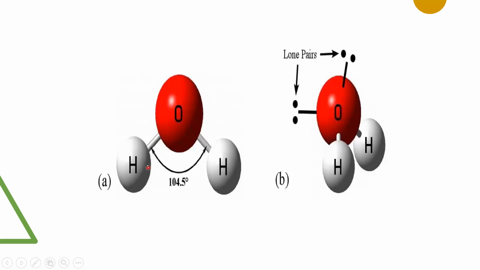Next, the shape of water molecule. It is angular in shape, and oxygen undergoes sp3 hybridization. Oxygen undergoes what hybridization? sp3 hybridization. The shape of water molecule is angular in nature.